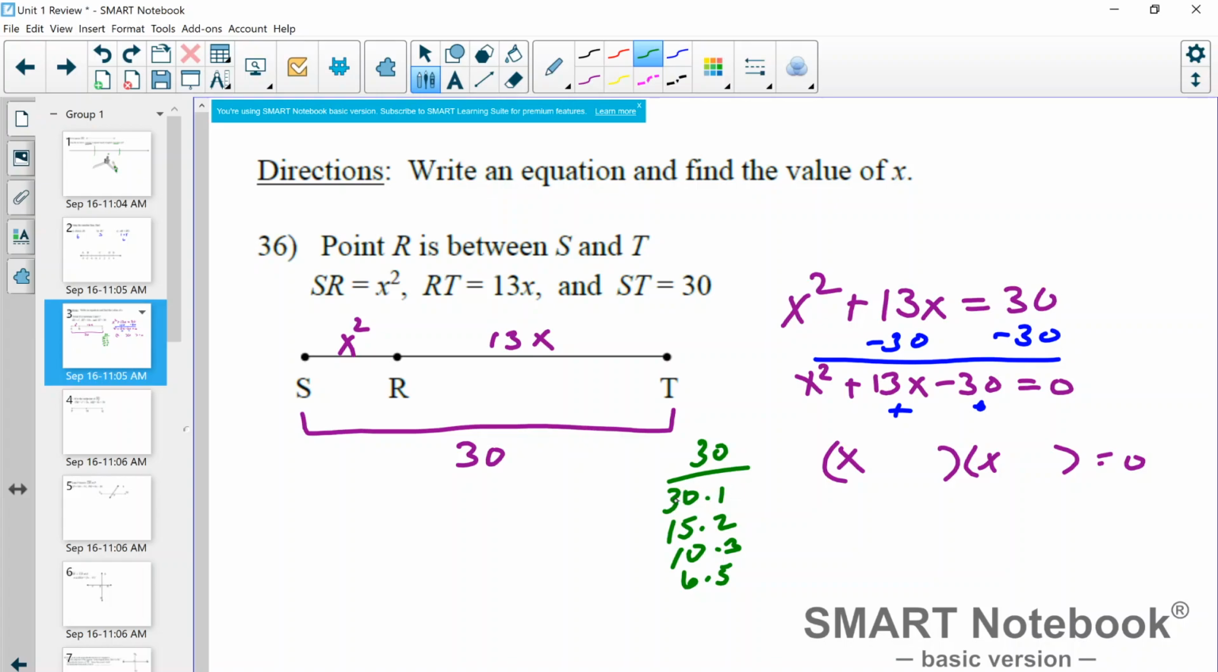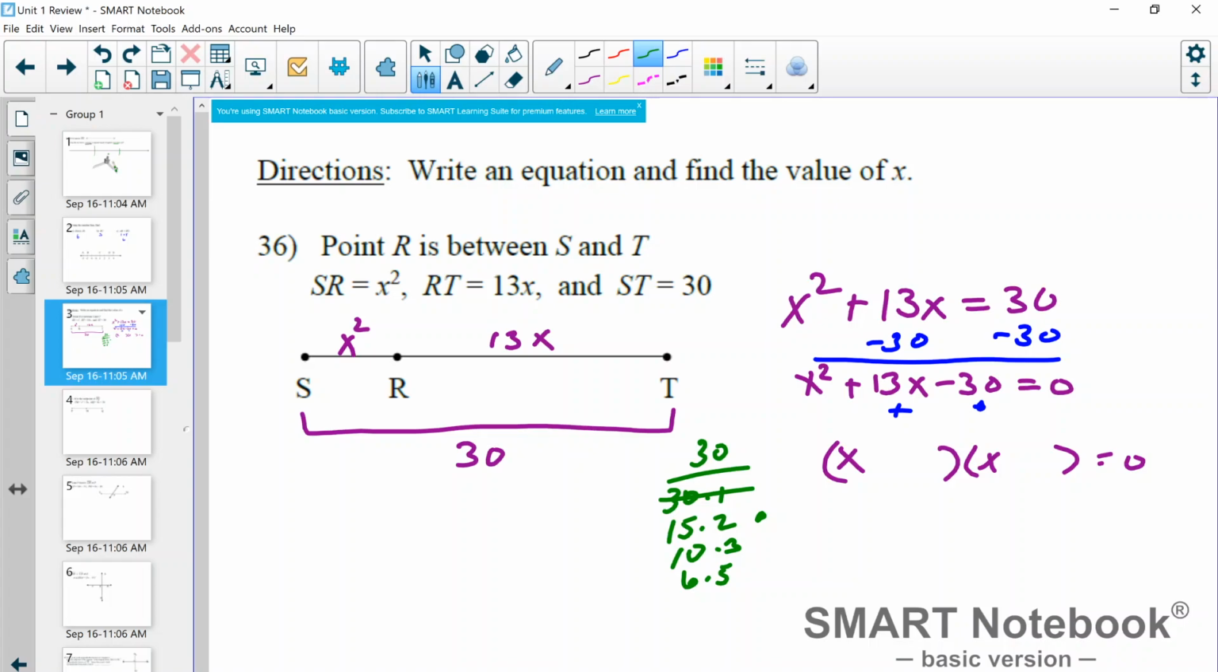So 30 and 1, 30 minus 1 gives me 29, negative 30 plus 1 gives me negative 29, so that's not possible. 15 minus 2 does give me that positive 13, or negative 15 plus 2 gives me negative 13, so that's a possibility.